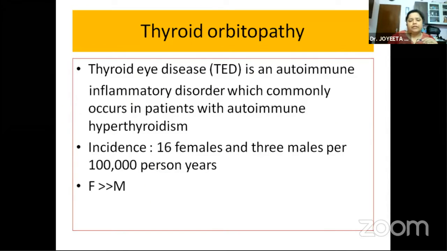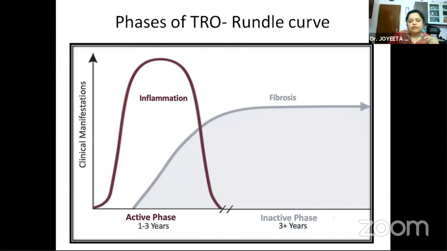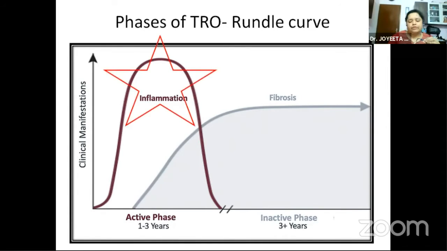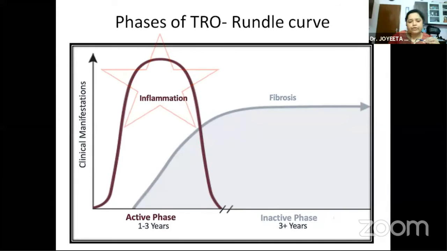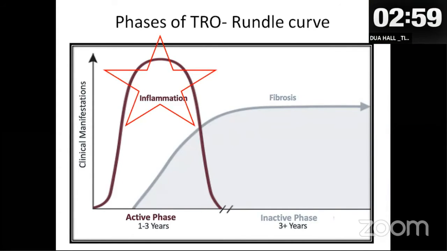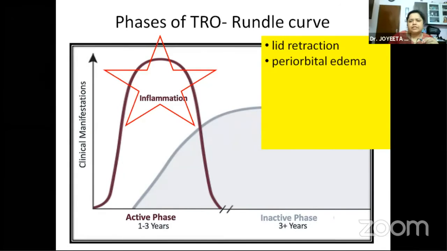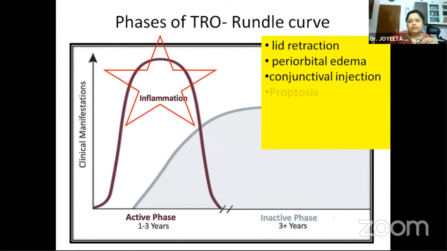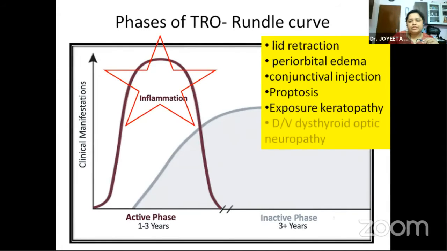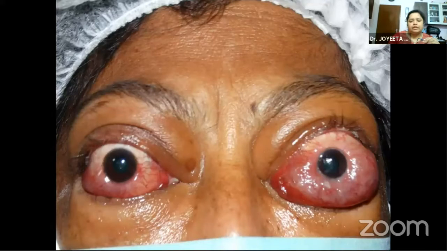First is thyroid orbitopathy. It is an autoimmune inflammatory disorder which commonly occurs in patients with autoimmune hyperthyroidism. Females outnumber males. This is the Rundle curve, which shows the natural progression of the disease. The first stage is the active phase. In this active phase, the acute inflammatory cases, or the hot orbit cases, present with lid retraction, periorbital edema, conjunctival injection, proptosis, exposure keratopathy, and dimness of vision due to dysthyroid optic neuropathy.